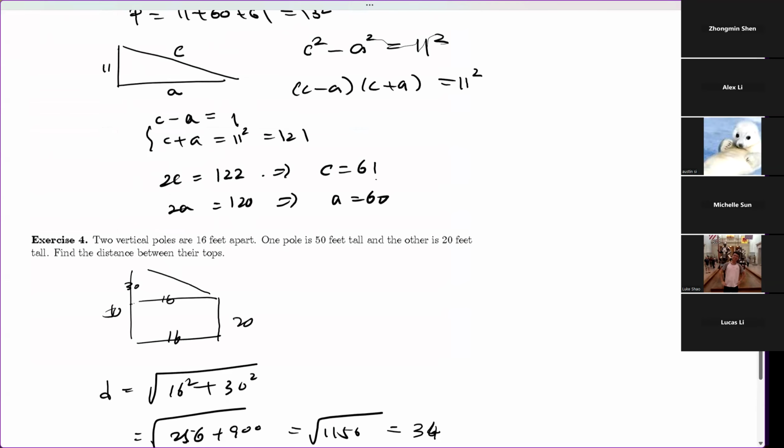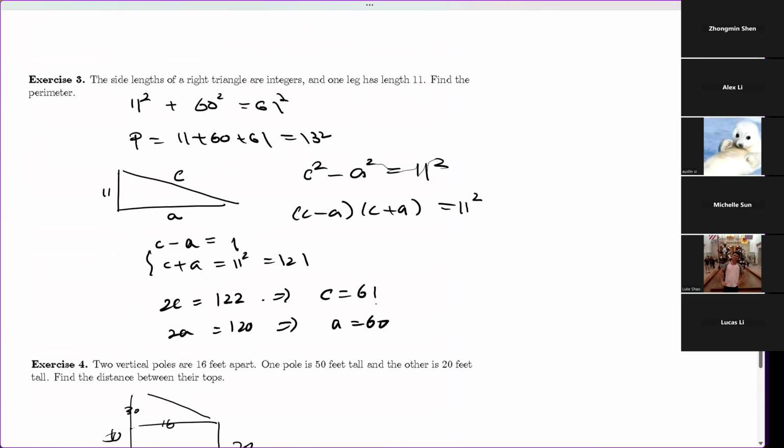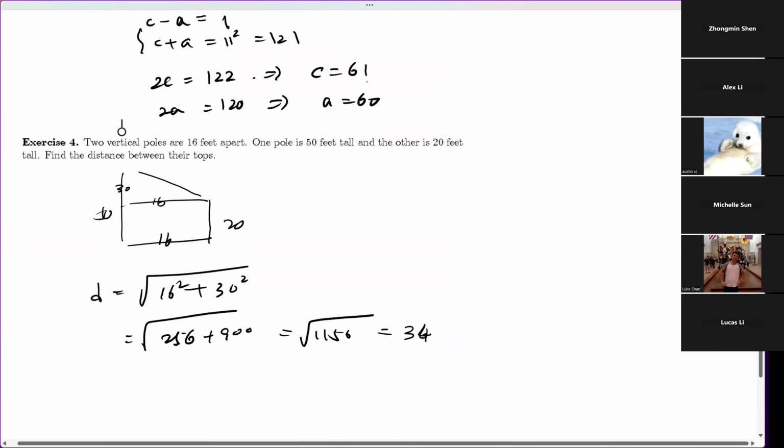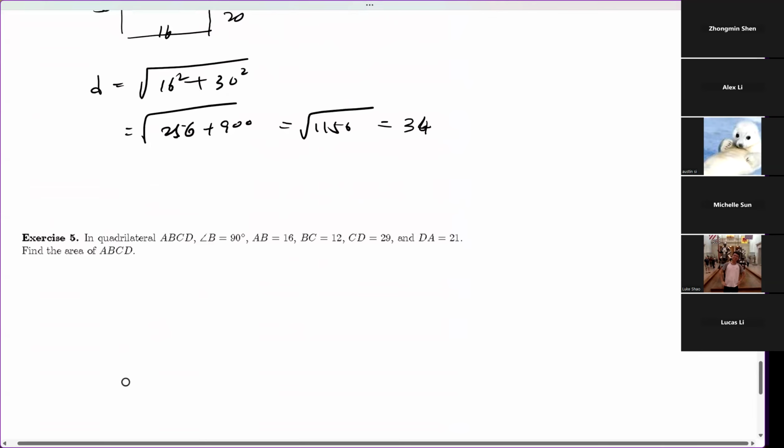Yeah, the answer from the previous one is just the perimeter. Find the perimeter. It's going to be 132. Yes, we already got that. Okay, so let's take a look at this problem. And step one, you have to draw the quadrilateral.